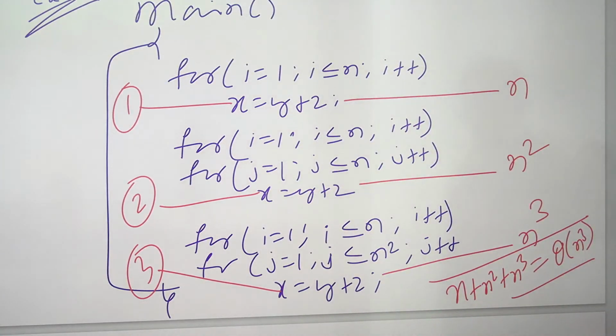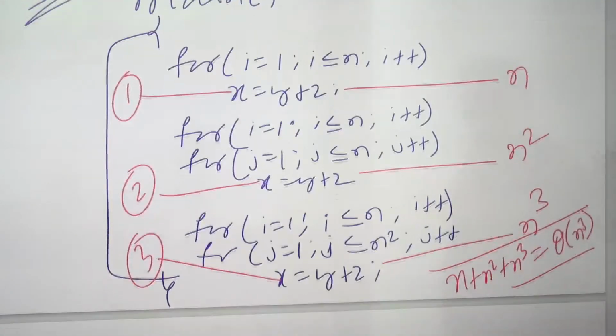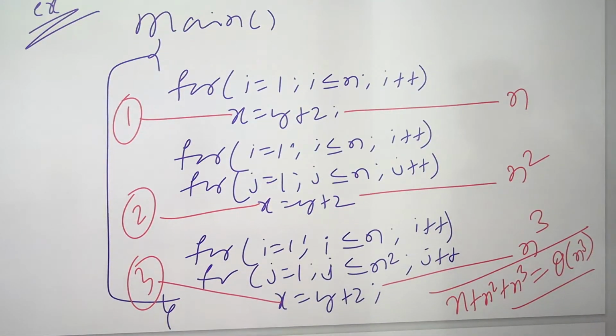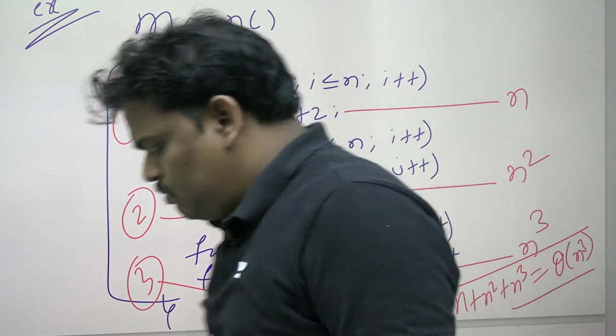Fine, that's fine now. So listen, if you want to find out the time complexity of any program, the first thing you have to do is identify how many statements are there. Second, check how many times every statement is executing. Add them, and whichever is bigger, you take that.